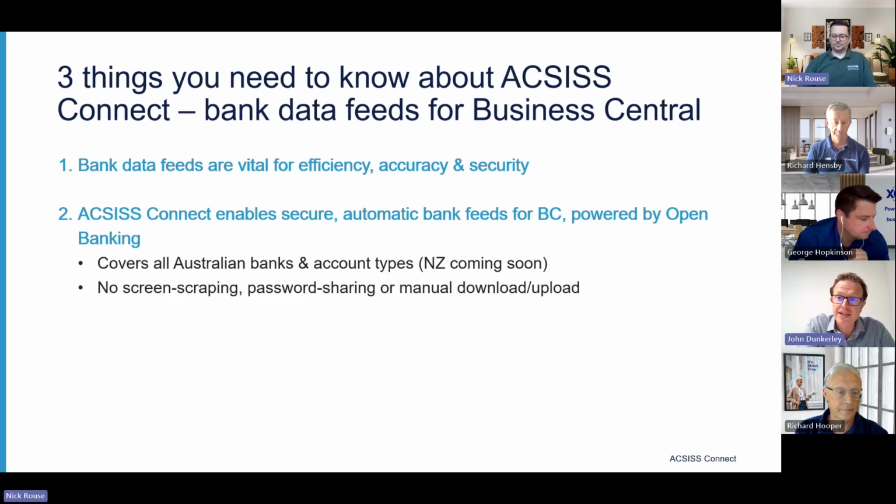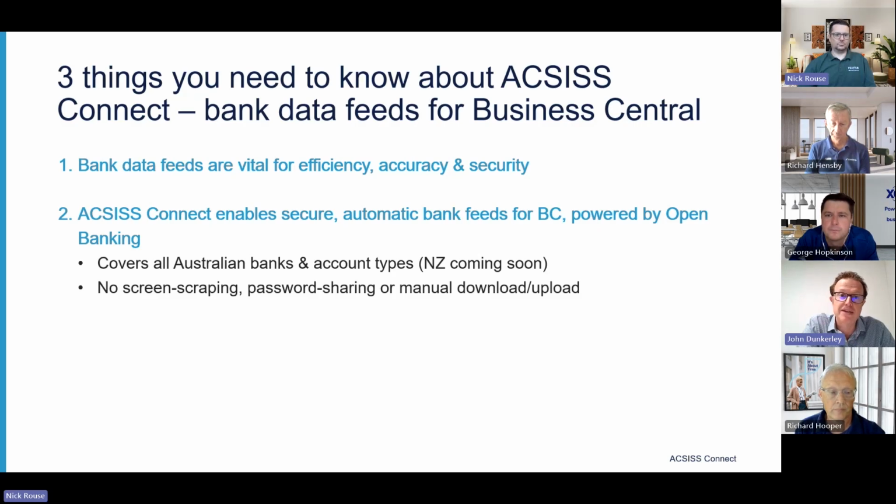Point number 2 is bank data feeds are now available for BC. So our product Access Connect provides bank data feeds directly into Business Central. Now we collect data from basically all of the Australian banks and all account types with those Australian banks under the Consumer Data Right, CDR, or open banking as it's commonly referred to. So this is really important because there are various bank feed technologies that rely on things like screen scraping. We have never relied on screen scraping. We don't do it.